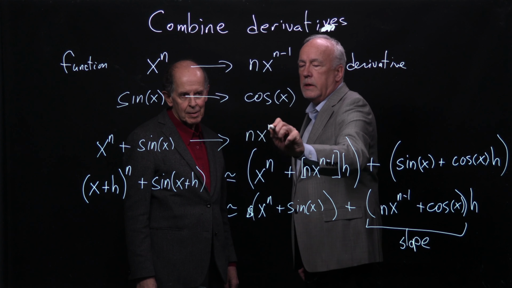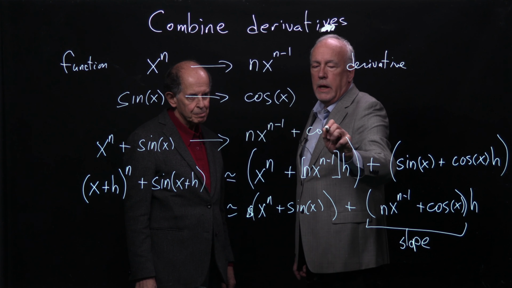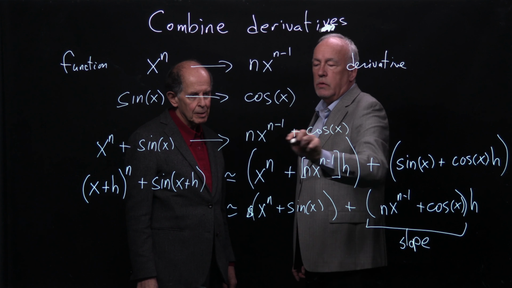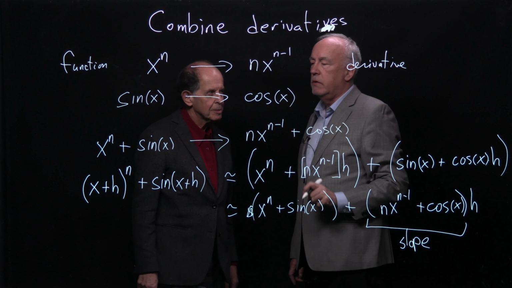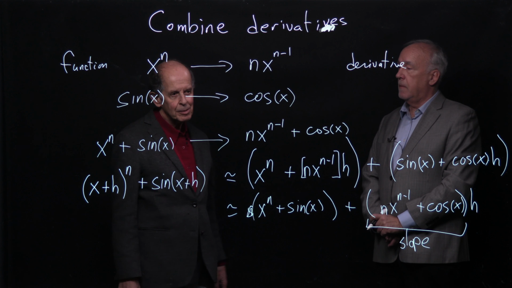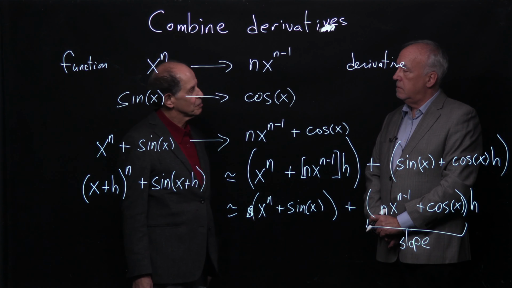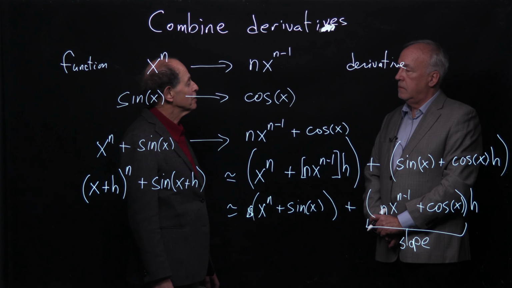Right, so here I'll write down my example. And you see, just like you said, derivative of the first guy plus derivative of the second guy, adding the derivatives together. Right. So we're saying the derivative of the sum is the sum of the derivatives.